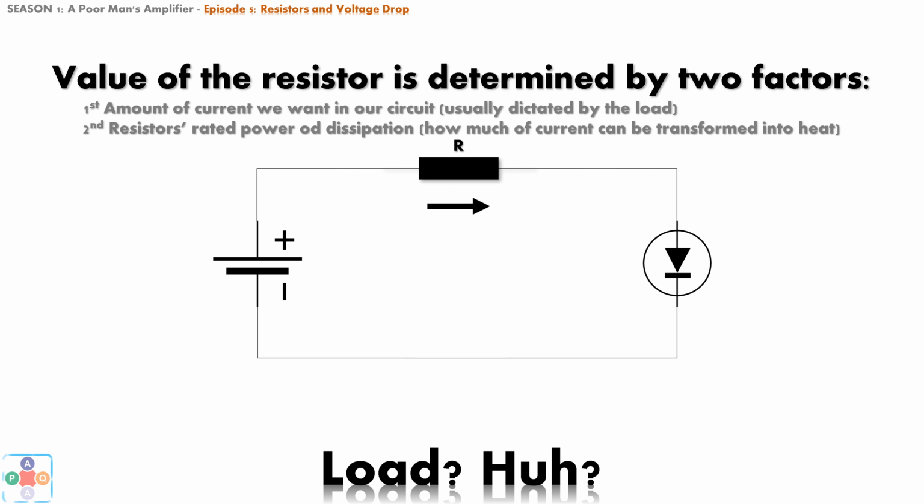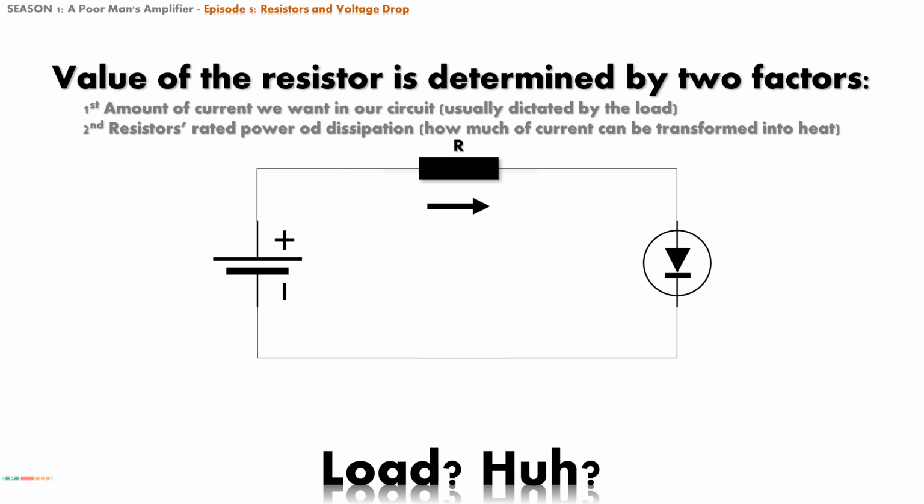Now, the most obvious question is, how big a resistor do we need? Well, that depends on two important factors. The first one is, how much current we want to allow in our circuit. Do we want 1 ampere, more, or less? How do we determine this?